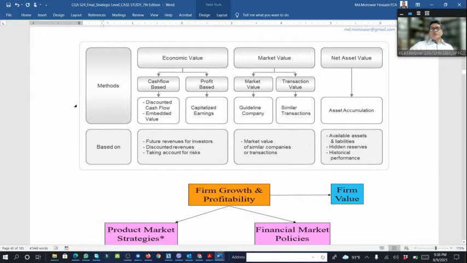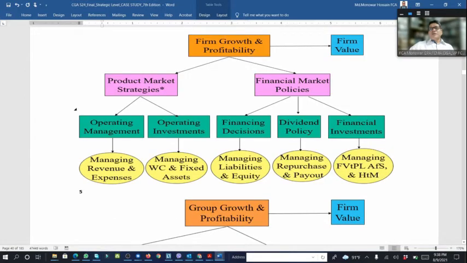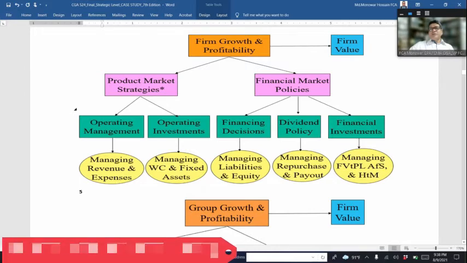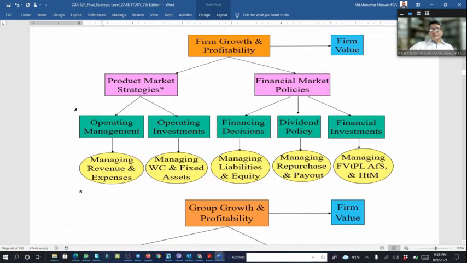And one thing: how does firm value increase? Firm means organization. So firm growth and profitability means the firm's value. How does it happen? Through product market strategy and financial market policy. Product market strategy for the organization: operating management, how to operate the management, managing revenue and expense, how revenue increases and how expense is minimized, which depends on the market. It should affect operating management. And operating investment: managing the working capital and fixed assets.